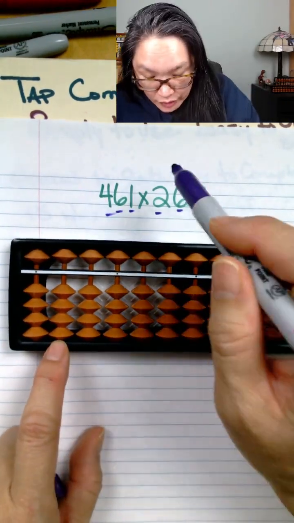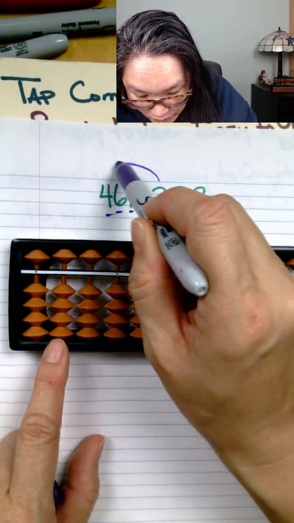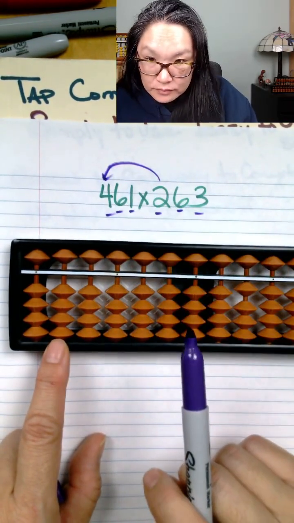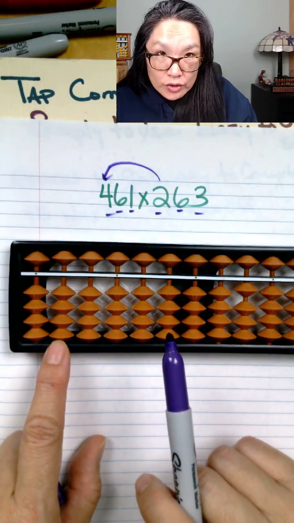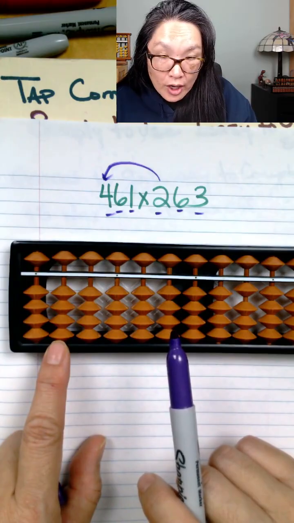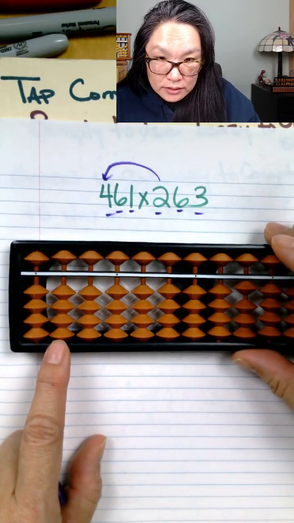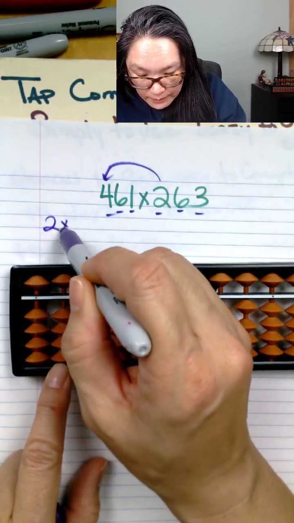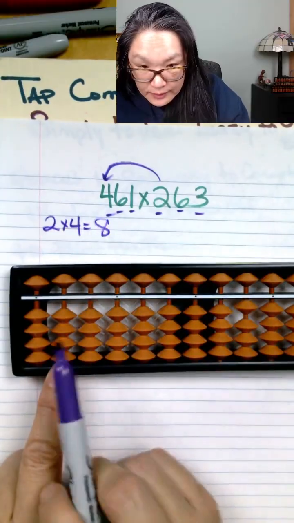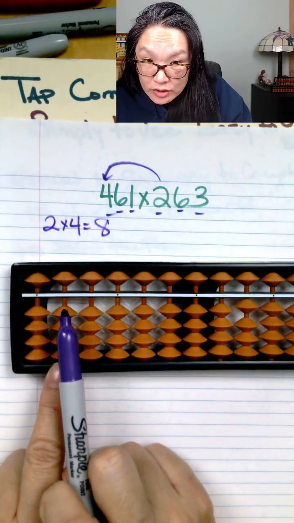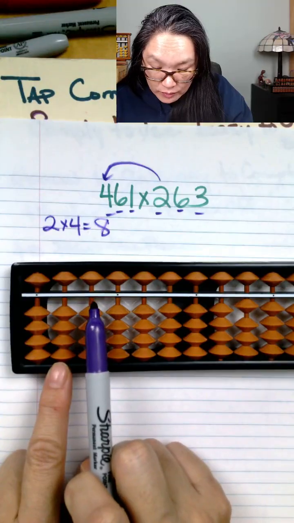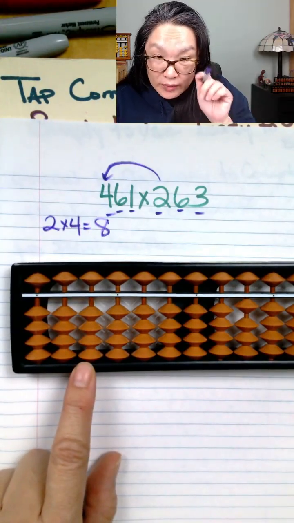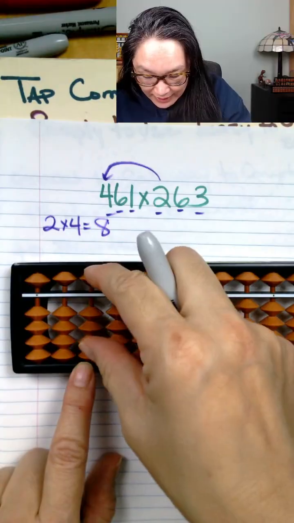Now, what we do is we do 2 times 4 first. And then I'm going to show you how to do partial product. Okay, so we're here. 2 times 4 is 8. 8 is a single digit, so I'm going to go back one column. So I go here. This is just a rule that we need to know, right? So I'm going to add my 8.